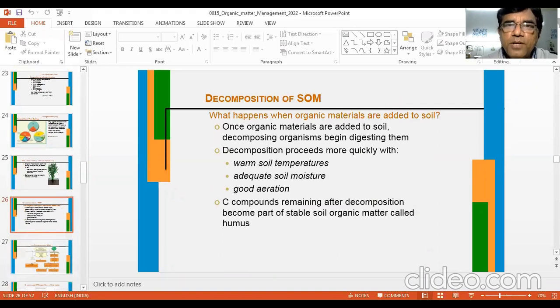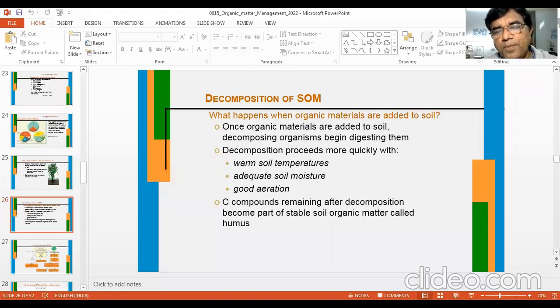Now, decomposition of soil organic matter. This is important. What happens when organic materials are added to the soil? Once organic materials are added to the soil, decomposing organisms come and start digesting them. However, decomposition speed and rate depend upon several factors. Relatively higher soil temperatures are required for faster decomposition. At low temperature, decomposition rates are slower. Adequate soil moisture means you need the right quantity of moisture. Generally, moisture around field capacity will give you maximum decomposition of organic matter.